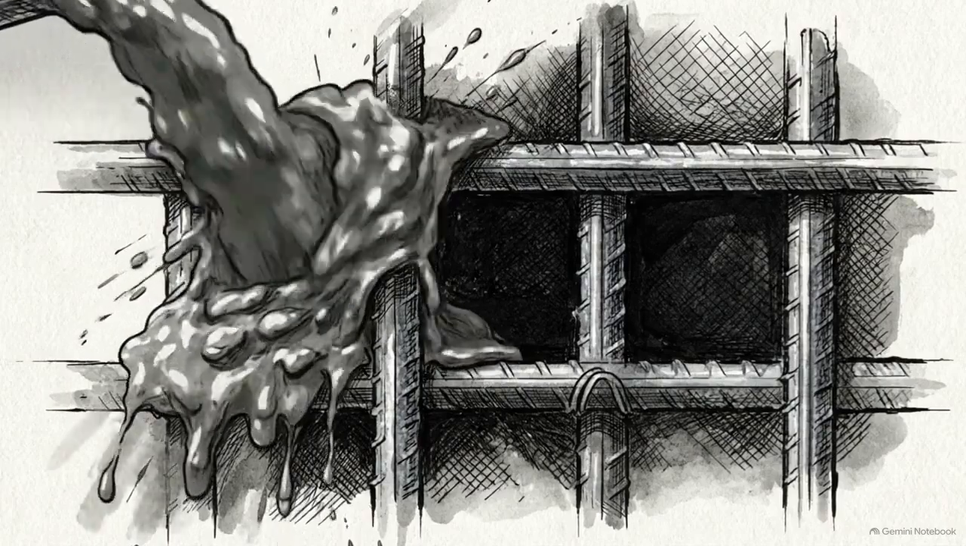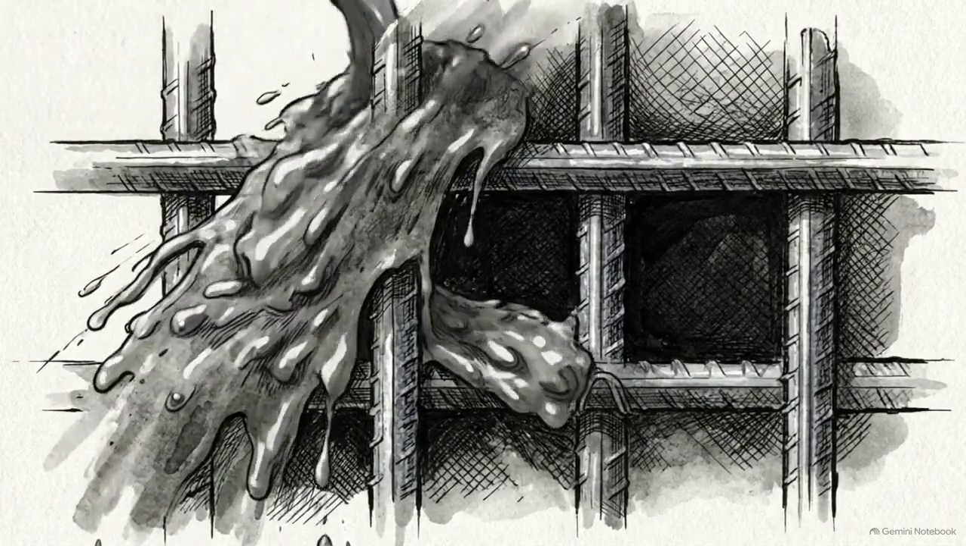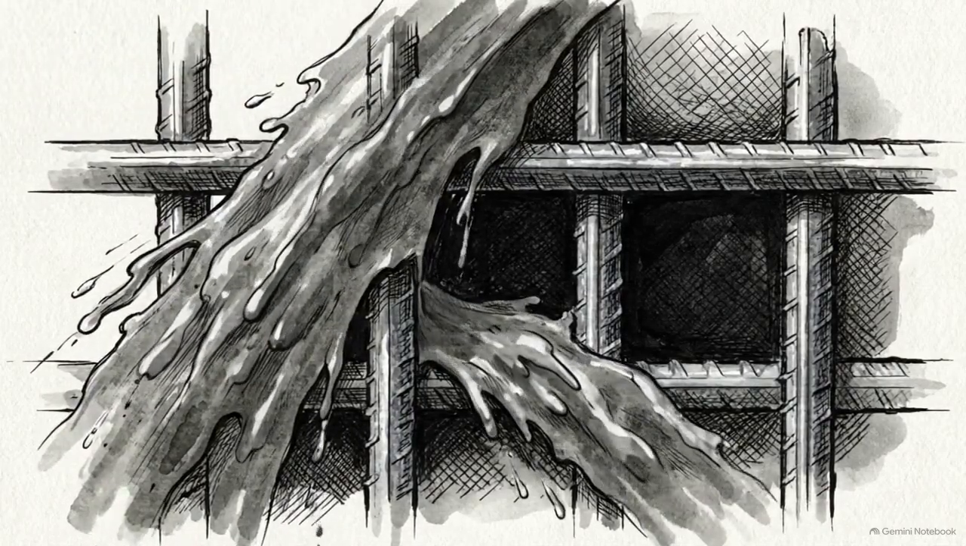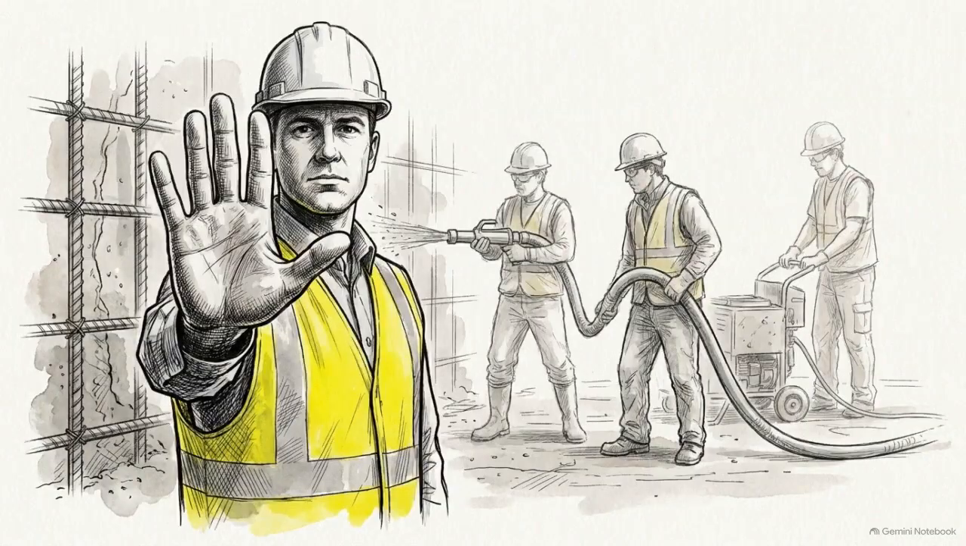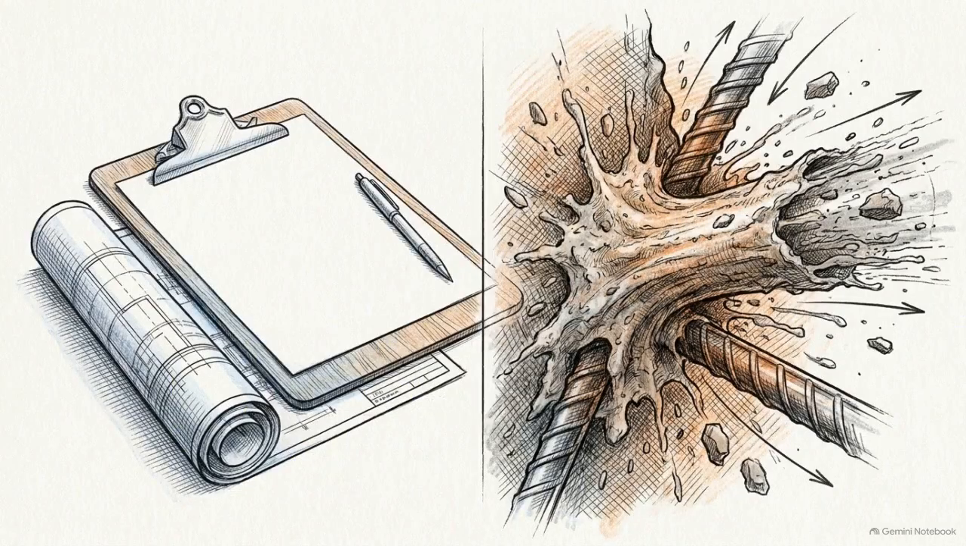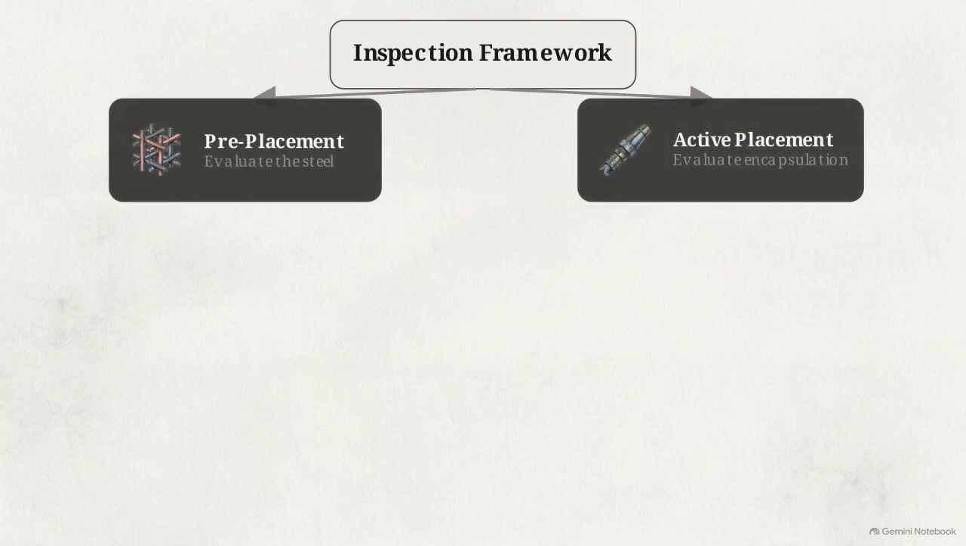The most severe warning sign is observing dark, empty pockets behind front faces already coated in gray shotcrete. You must halt the placement process and correct the nozzle technique before that hidden void is permanently buried. The inspector's role evolves from checking static compliance before the pour to active forensic defect detection while the material is flying. This creates a fundamental operational split. Pre-placement inspection evaluates the steel. Active placement inspection evaluates the encapsulation.